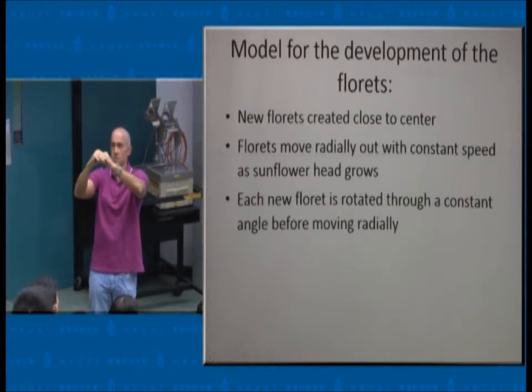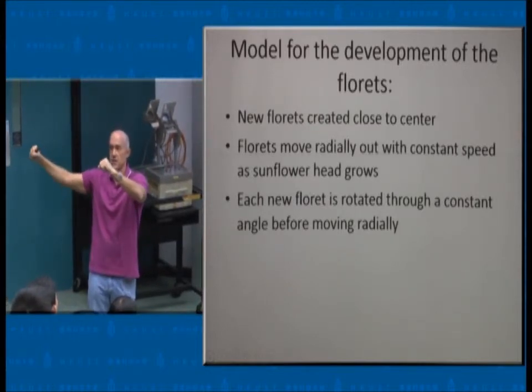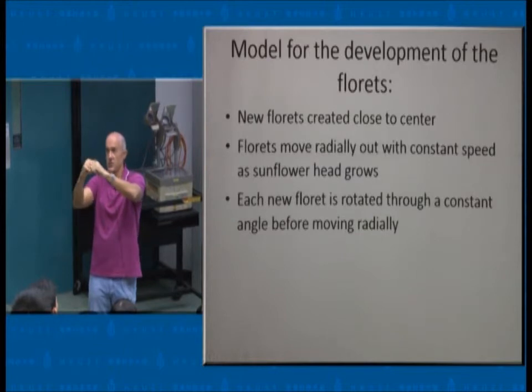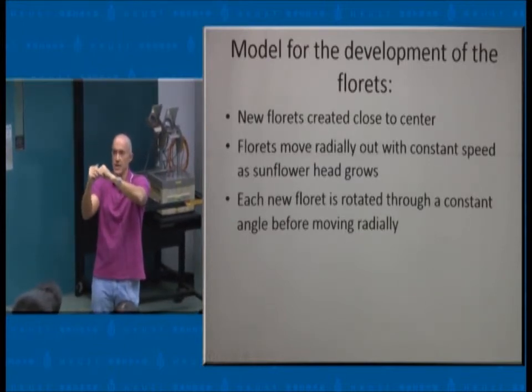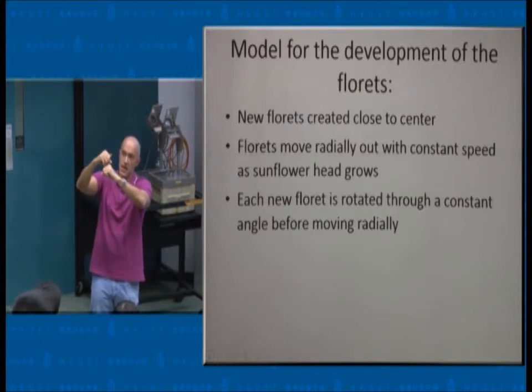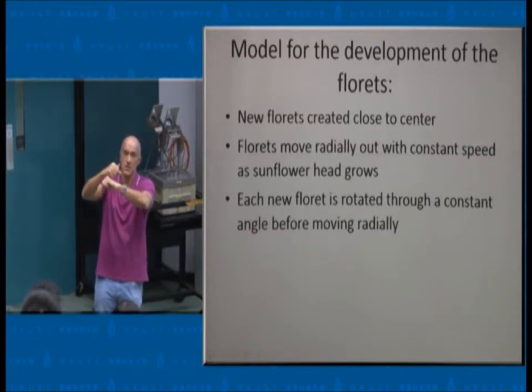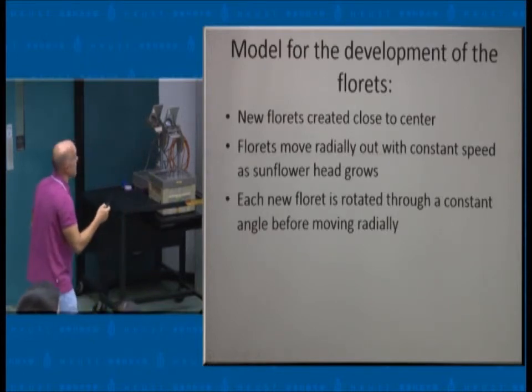So the florets, the ones that we were counting in the spirals, are created at the center of the sunflower, constantly being created at the center and then moving out as the sunflower head grows. When the floret is created at the center, we assume that it will move out radially as the sunflower grows. And furthermore, each new floret is rotated through a constant angle before moving radially. So the first one is created and starts to move out as the sunflower head grows. Then the second one is created. There's an angle, and then it will move out. Third one is created. There's an angle, and then it will move out. Okay? I'll show you that later.